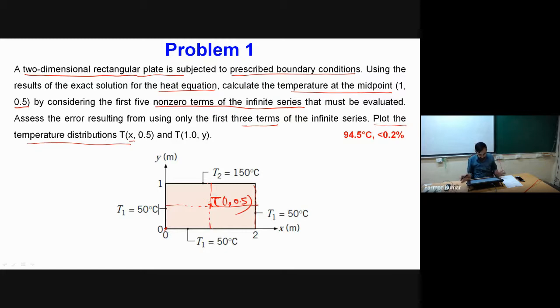Okay, so the question is clear. The question has 4 different parts. First part: determine the temperature at (1, 0.5) using 5 terms. Then determine the same using 3 terms and estimate the error. And then we have to plot the temperature along this plane and along this particular plane. Okay, so the question is clear. Yes, sir.